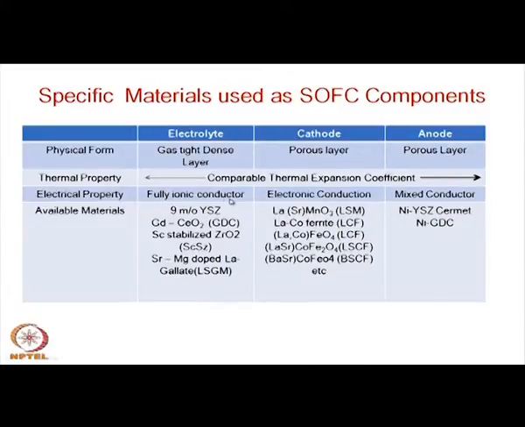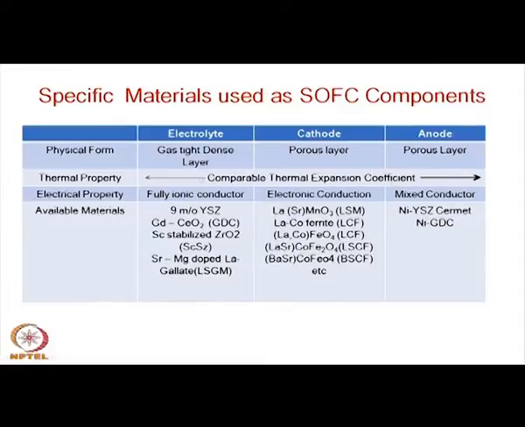Electrolyte, as per definition, is a fully ionic conductor, and in this case an oxygen ion conductor. So the conductivity is only through movement of oxygen ions, whereas the cathode and the anode must be electronic conductors. There should not be any oxygen ion conductivity there, but they will be sufficiently conducting at the temperature of operation. Whereas in the mixed conductor, the anode must have a mixed conductivity, that means partly electronic, partly ionic. That is also another requirement for the anode.